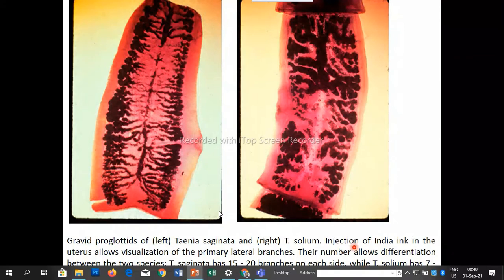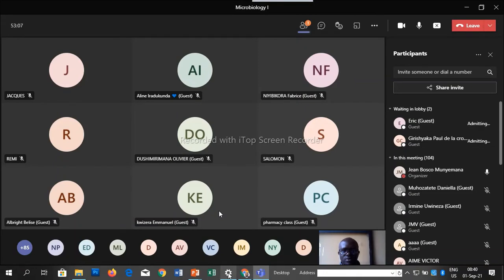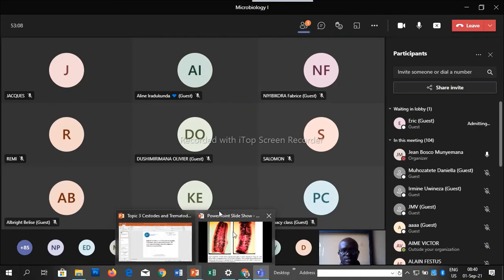But unless it's a research study, we normally do not need to differentiate those parasites because their clinical picture is almost the same and the treatment is the same, unless it's Taenia solium that causes cysticercosis. And we'll see what is cysticercosis and how it occurs.